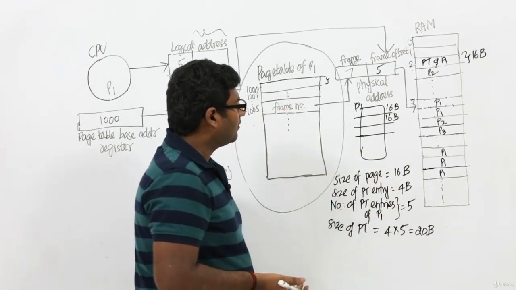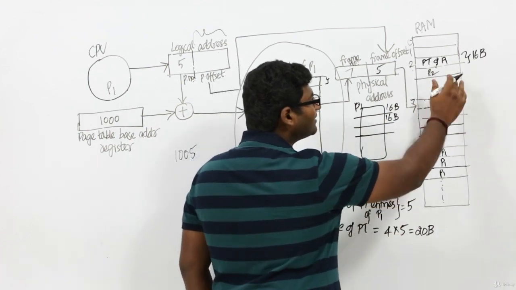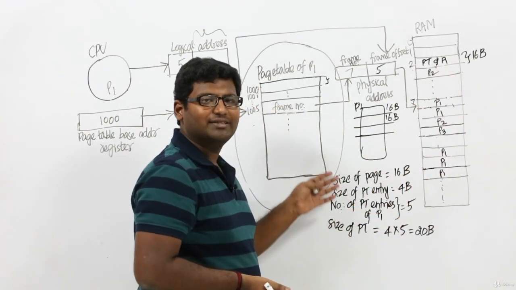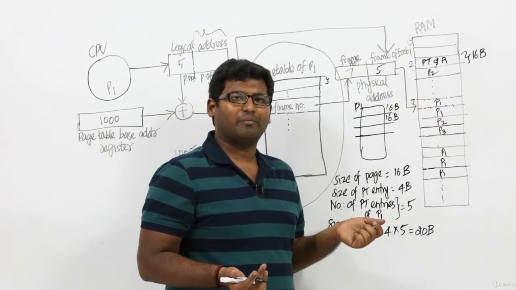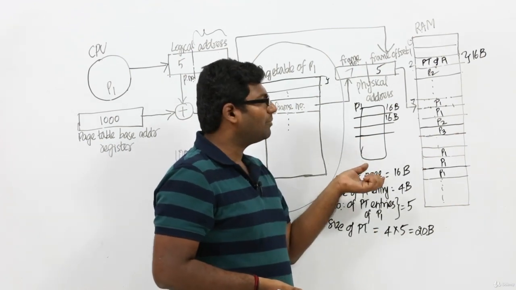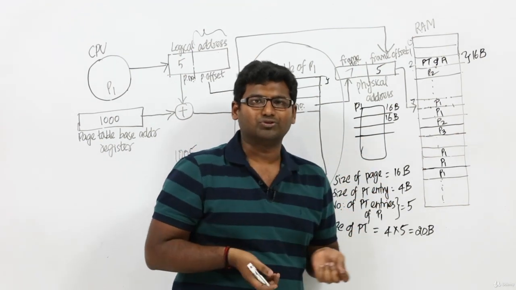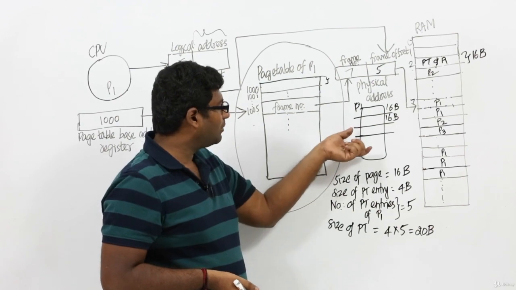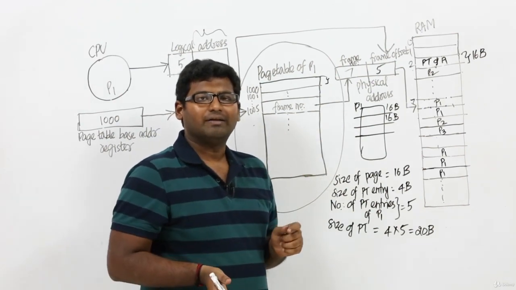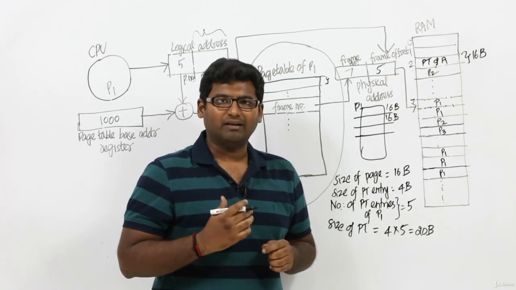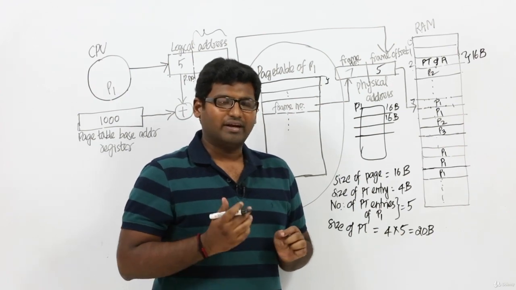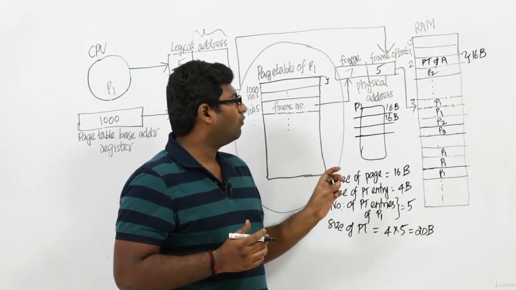Now, what if the size of the page table is greater than the size of the frame? In case the size of the page table is less than the size of the frame, we have internal fragmentation. In case the size of the page table is equal to the size of the frame, then no issues. In case the size of the page table is greater than the size of the frame, then there comes something called multi-level paging. That is the exact scenario where we go for multi-level paging.